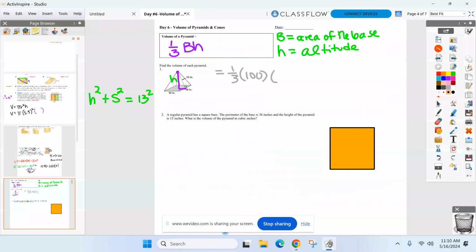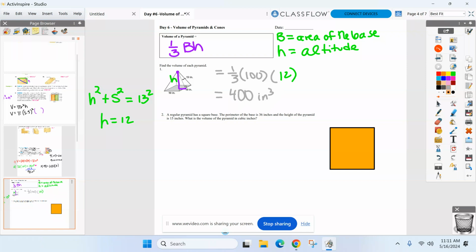Doyle, what's my height? 12. Good job. All right, so we got 12 in there. And 1/3 base times height. We're good. 400. I want to ask anybody, 400. Remember what we talked about yesterday? Now that we're doing volume, our units are cubed.